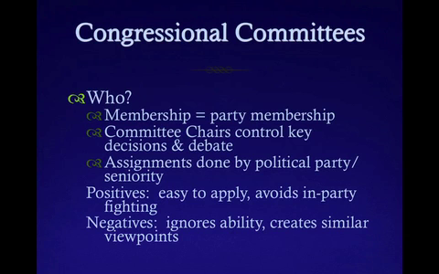Now, how are these committees made up? How is this process put together? Well, the membership of the committees is done based on party membership, and what that means is that if the House or the Senate is made up of 60% Republican and 40% Democrat, then every single committee would match that level of membership as far as each individual party is concerned. It's also important to note that as regards the political parties, the committee chairs and the assignments to the committee are all done by political parties.